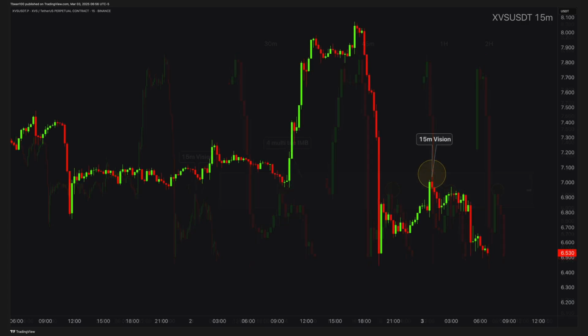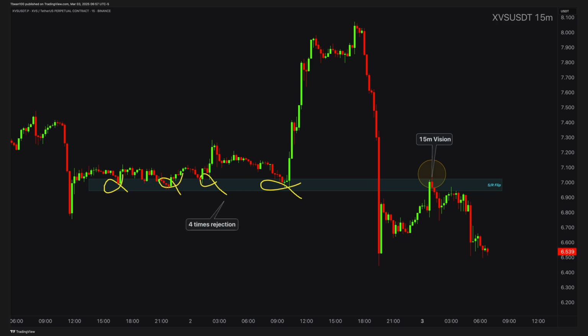However, there is another confluence that makes this trade more appealing. Look at this SR flip area here. Price used the area 4 times. It rejected. Then the exact area flipped, became a resistance location. This is a very classic smart money trick.